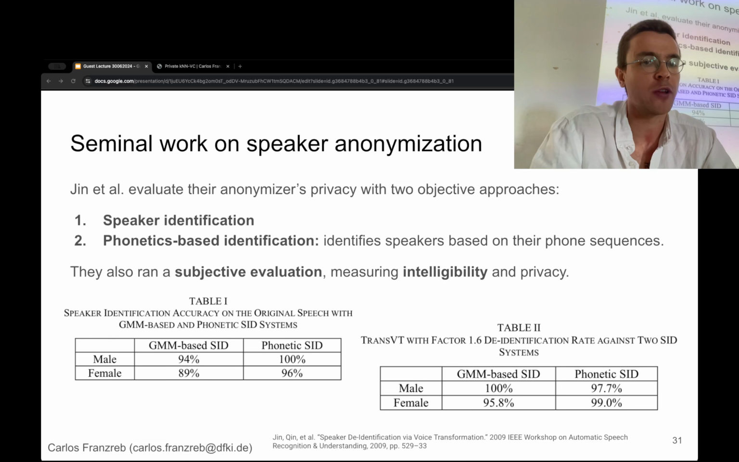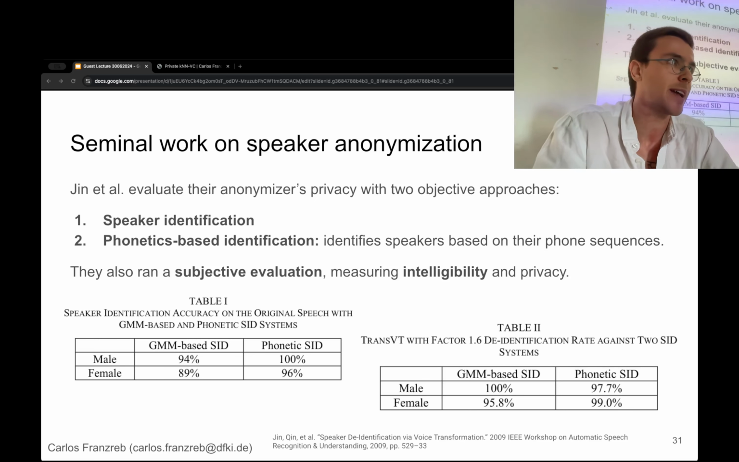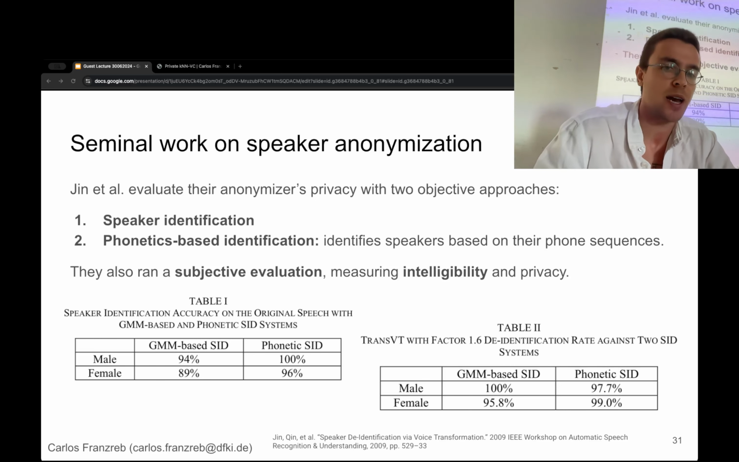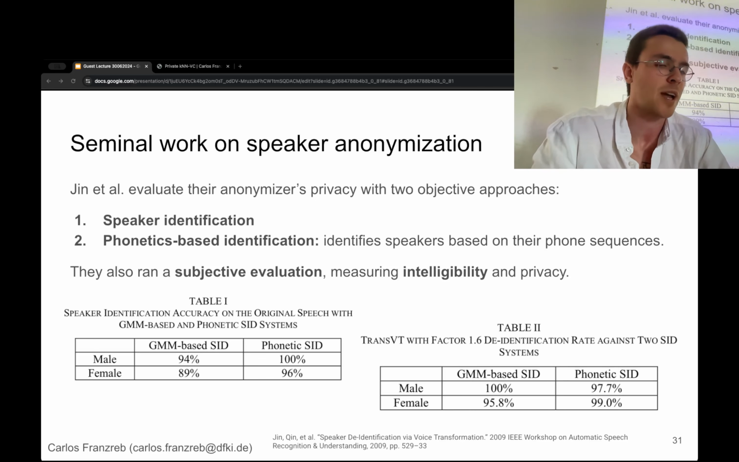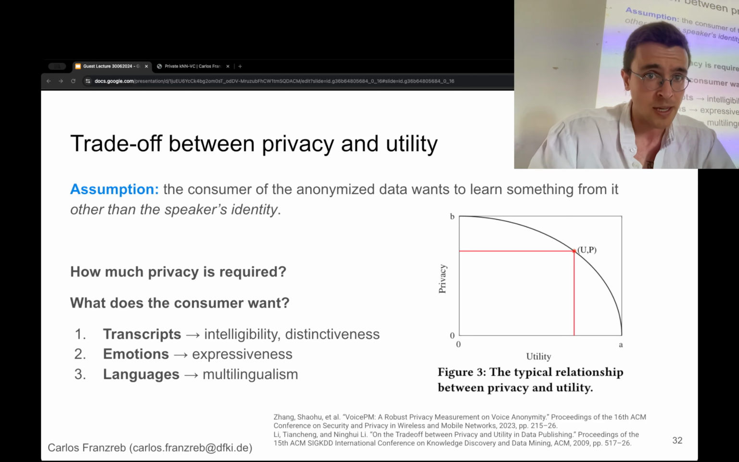That's why you need to measure the privacy against a utility. And in this case, they used intelligibility. Like they asked people, can you understand what this anonymized utterance says? And the trade-off between privacy and utility is a central aspect of speaker anonymization.